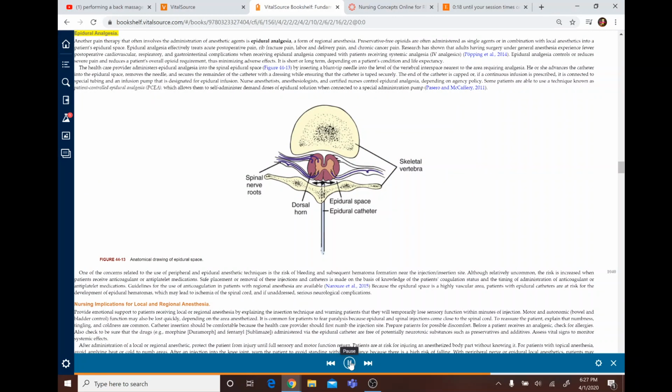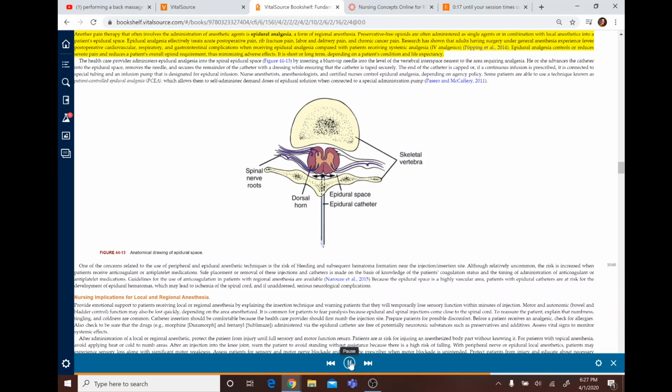Epidural Analgesia. Another pain therapy that often involves the administration of anesthetic agents is epidural analgesia, a form of regional anesthesia. Preservative-free opioids are often administered as single agents or in combination with local anesthetics into a patient's epidural space. Epidural analgesia effectively treats acute postoperative pain, rib fracture pain, labor and delivery pain, and chronic cancer pain. Research has shown that adults having surgery under general anesthesia experience fewer postoperative cardiovascular, respiratory, and gastrointestinal complications when receiving epidural analgesia compared with patients receiving systemic analgesia (Popping et al., 2014).